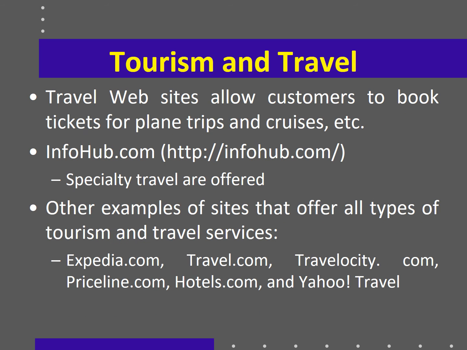The internet can be used for tourism and travel purposes. The websites which are related to tourism and travel allow customers to book tickets for plane trips and cruises, etc. For example, infohub.com is one of the travel websites. Other examples of sites that offer all types of tourism and travel services are expedia.com, travel.com, travelocity.com, priceline.com, hotels.com, and Yahoo Travel.